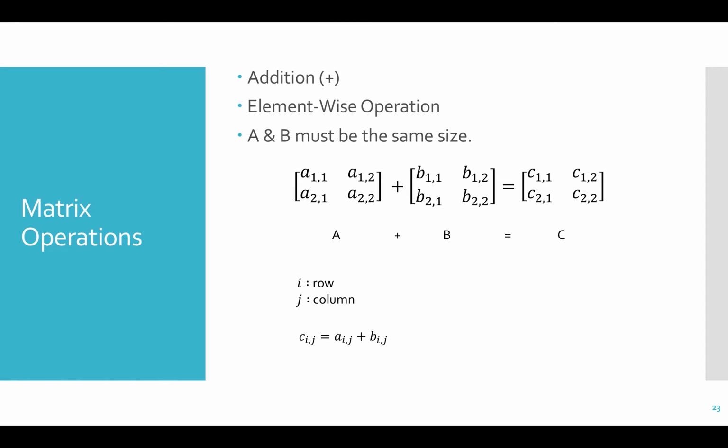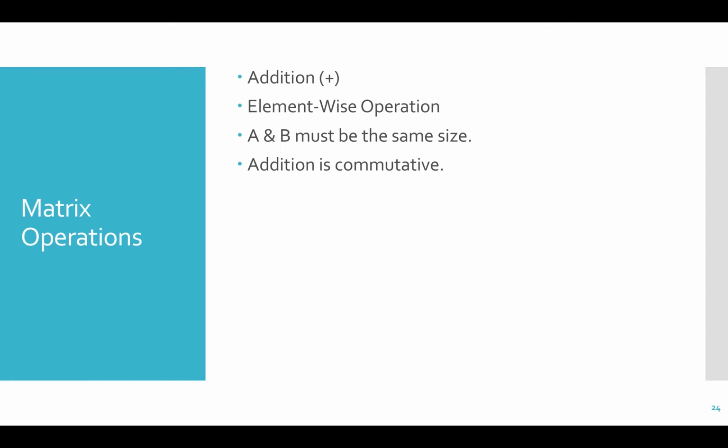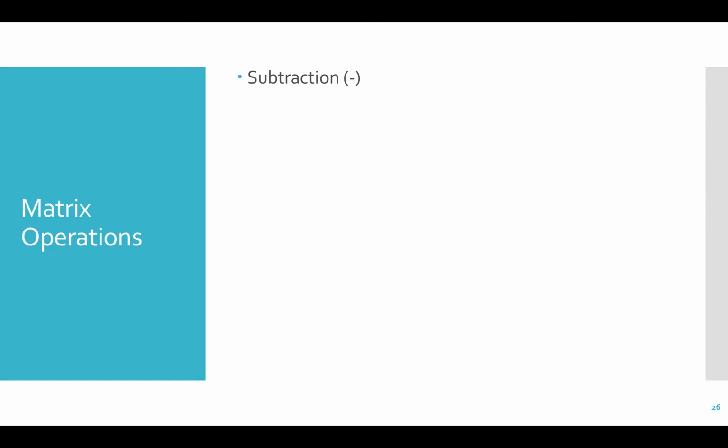So this is the general form, right? I is usually the row and J is the column. Cij is given the value of Aij plus Bij. Addition is commutative, so that means you can move the terms around and still get the same result.